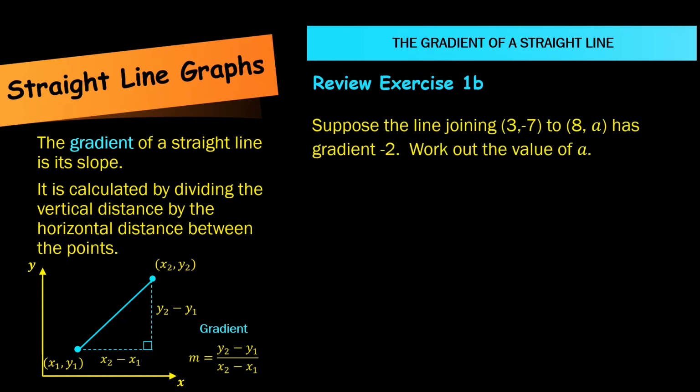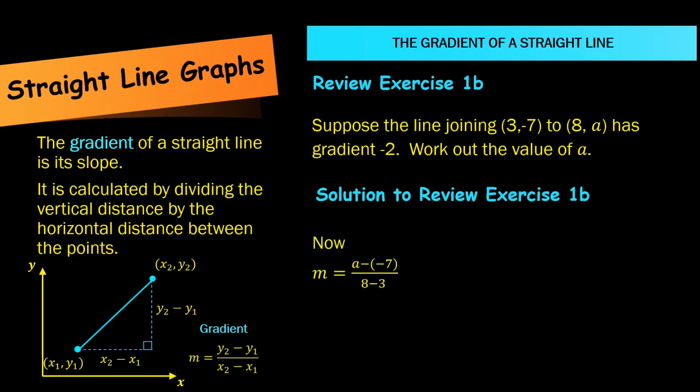Let's take a look at another exercise. Suppose the line joining 3, minus 7 to 8, a has gradient minus 2. Work out the value of a. Now the gradient m is equal to y2 minus y1 over x2 minus x1, as shown. Tidying up gives a plus 7 over 5. We know that this is equal to minus 2.